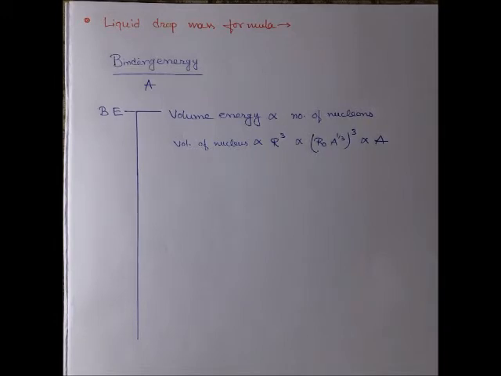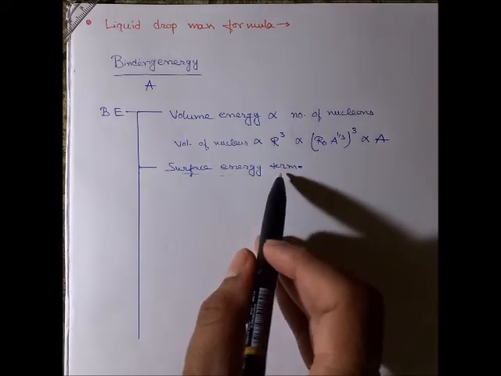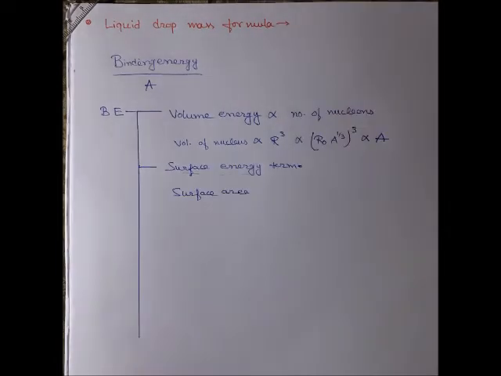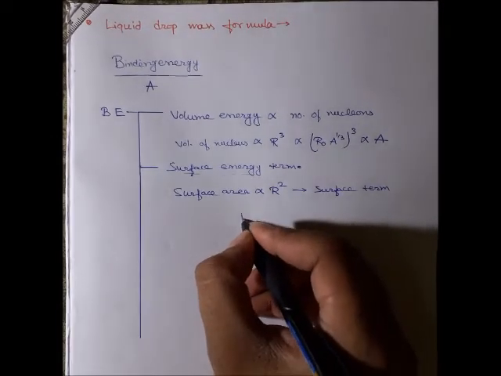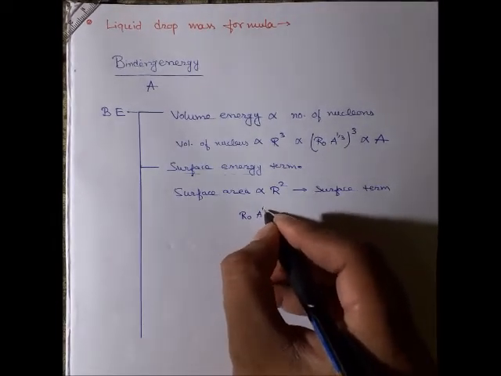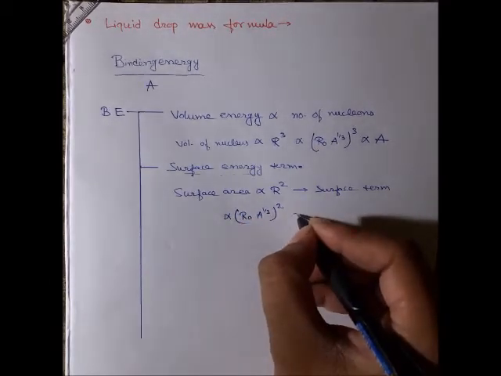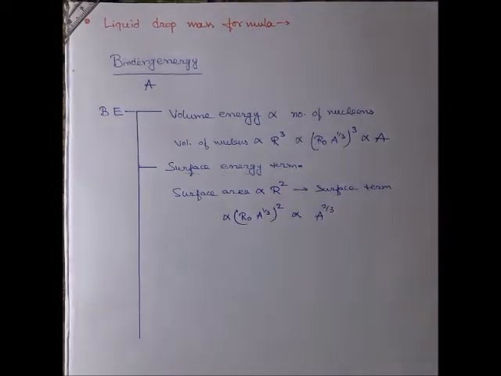The second one being the surface energy term. This is necessary to consider because the nucleons at the surface of the nucleus interact with a fewer number of nucleons than those inside the nucleus. Therefore, the surface area, proportional to r squared, is linked to the surface term, and r0 A to the power 1/3 whole squared is also equal to A to the power 2/3.